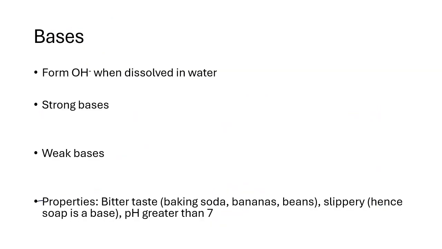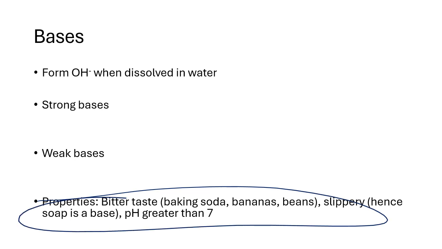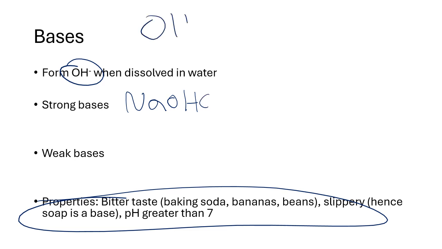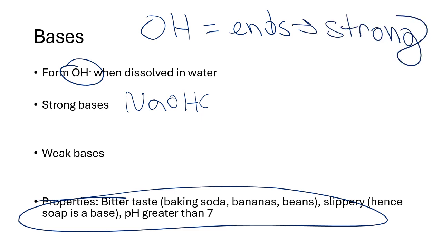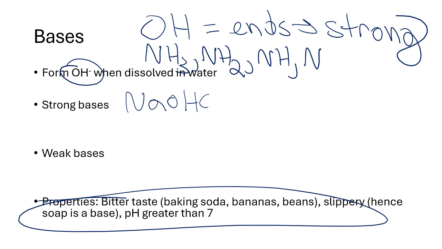Same thing with bases. Know the trends. Bases always form OH minus when dissolved in water. And we have a strong base. So let's say it's NaOH. And again, I'll tell you, but if it ends in an OH, it is strong. And if it ends in an NH3, NH2, NH, and then sometimes even just N, it is weak.